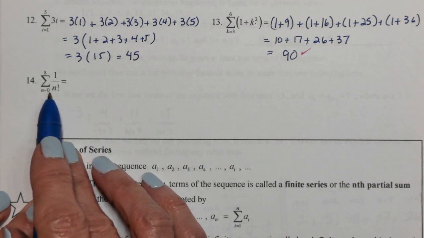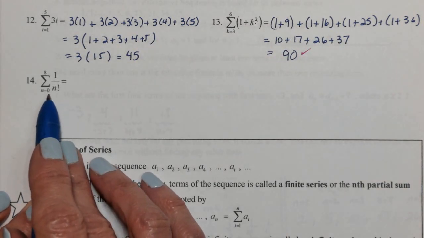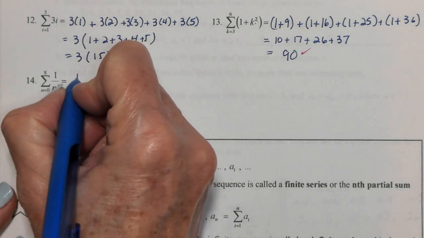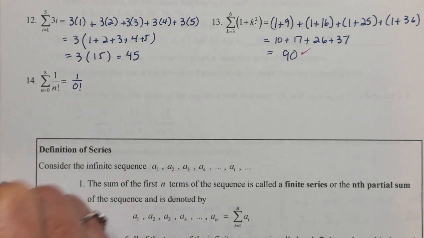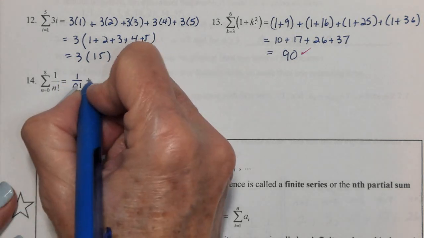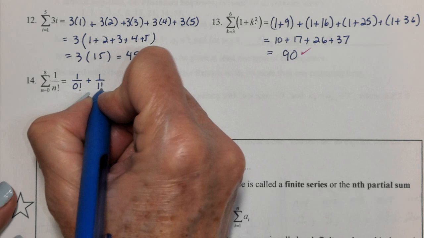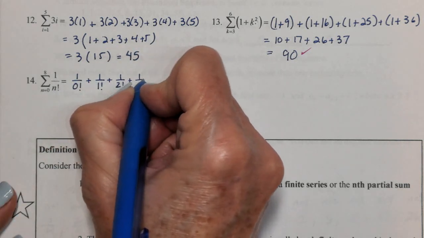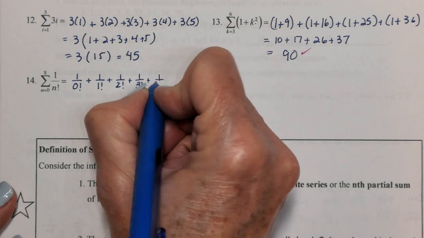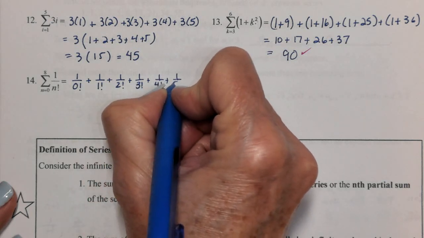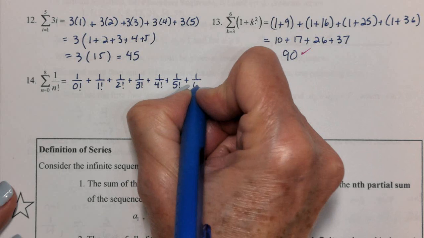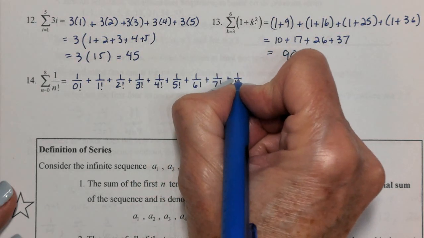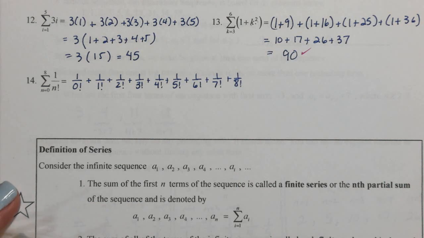Number 14. We're starting n at 0 here. So my first term is 1 over 0 factorial. My next term is 1 over 1 factorial. And then 1 over 2 factorial. And 1 over 3 factorial, etc. Until we get to 8.